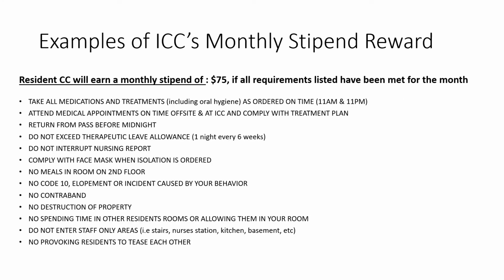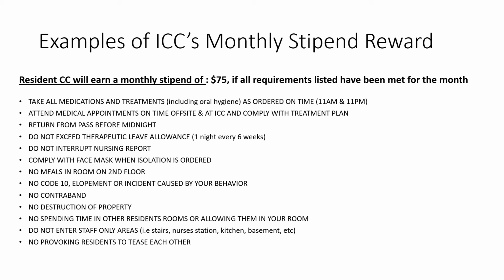This resident was a little bit older because we increased the money to $75, and you can see that we also increased the number of things that we're asking them to do to earn that $75. Again, take the medications and treatments, including their oral hygiene, attend the medical appointments. Now we've added return from passes before midnight, not exceeding their therapeutic leave allowance. So this resident will be over 21. They were allowed to have one overnight every 6 weeks. They would not be allowed to have more than that.